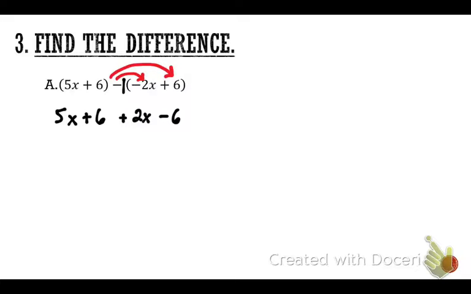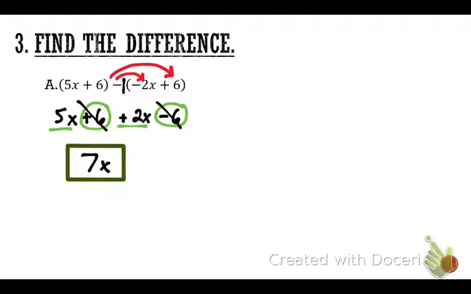Okay, now we're going to combine the like terms. This is the x family and that's the x family. What is it called when a number stands alone? Constant. The constant family. What should I combine first? Variable terms or constants? Variable terms. Guys, what is 5x plus 2x? 7x. And what is 6 minus 6? 0. A number and its opposite just cancels out, so what's the answer? 7x.